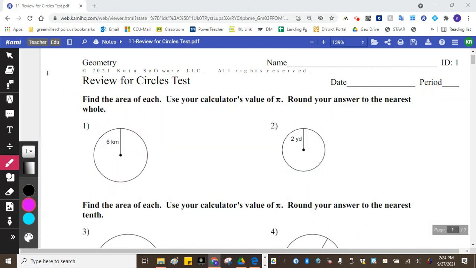Again, this is the review for your circles test. I'm going to do the evens. You're going to do the odds. So going over the evens, this is for the whole unit, one for all of it.